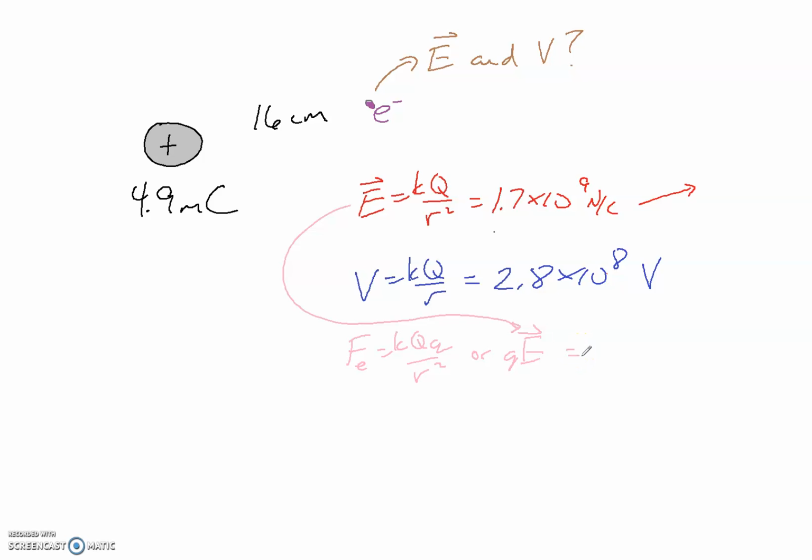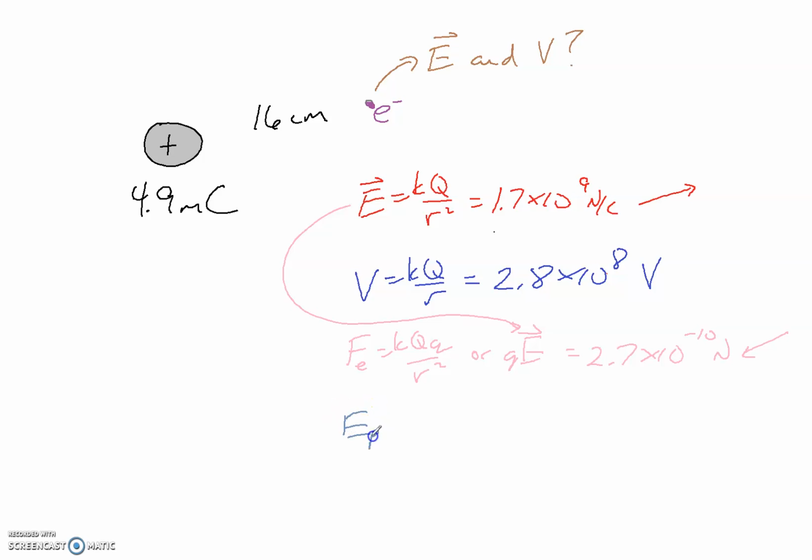So if I do that, either way, it doesn't make any difference. We will get around 2.7 times 10 to the negative 10 newtons. Okay, now the electron would be attracted to the positive charge, so the electric field is going up right. The force would go down left or so, something like that.